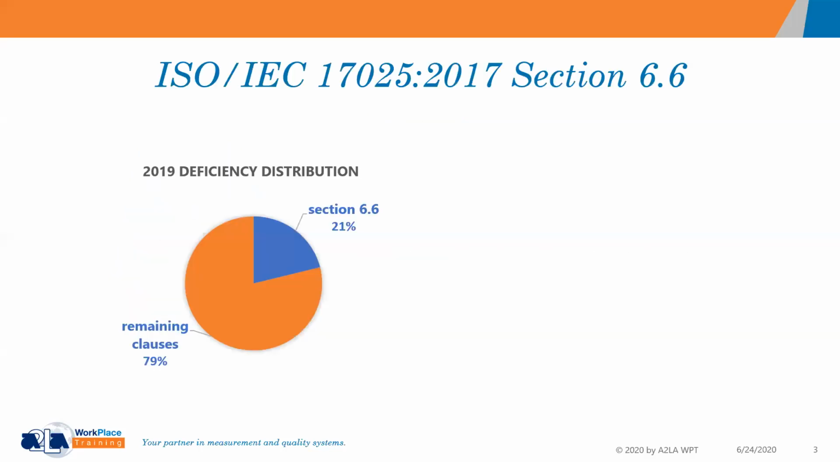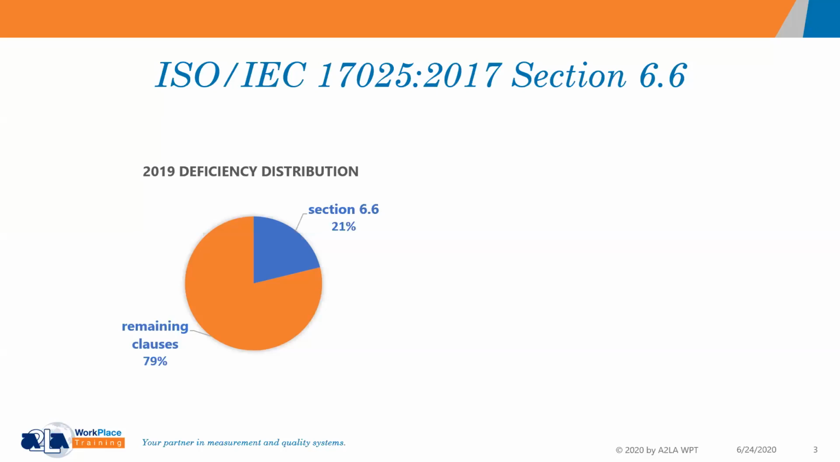So before I get into actually going through the nonconformances, I want to talk a little bit about the distribution and where we get this data from as far as the deficiencies that were cited. So this came from last year, the audits that AAA did in 2019.